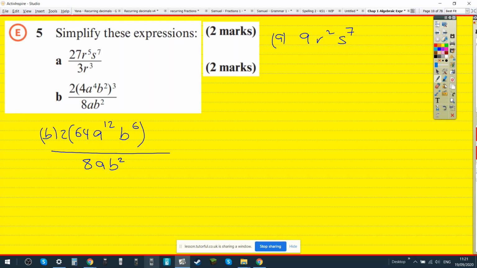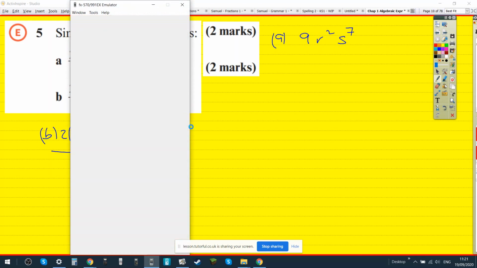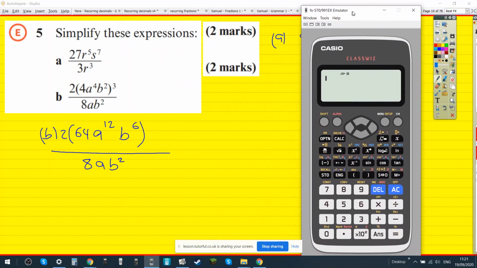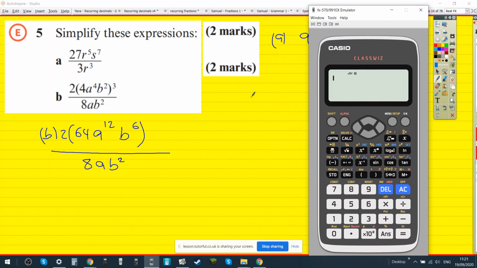And you can always use your calculator. So you can tell me what to put into my calculator, or if you have one, you can put it into yours. So it'd be 2 times 64, right? Yeah. Which would be 128.